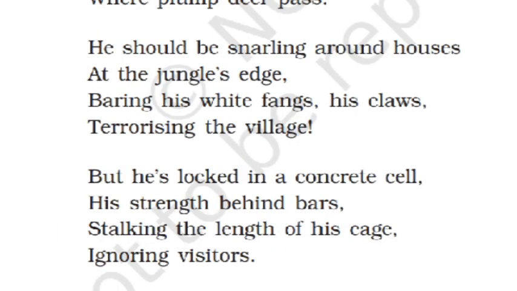Now next stanza. He should be snarling around houses at the jungle's edge, baring his white fangs and claws, terrorizing the village. Now, the tiger is fearless, and he is terrorizing others. Again here we need to keep in mind that these lines are talking about a free tiger. He is not scared; he is terrorizing others. The poet further says that the tiger should be moving around here. What is the meaning of snarling around houses? Moving freely around the houses.